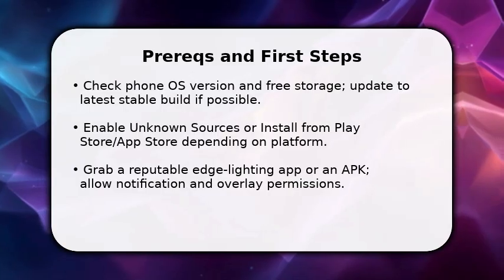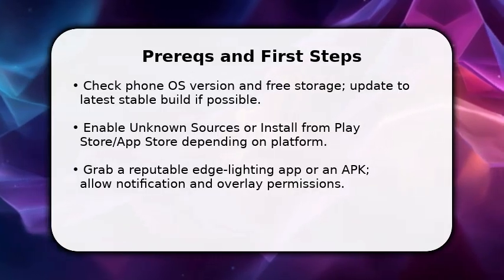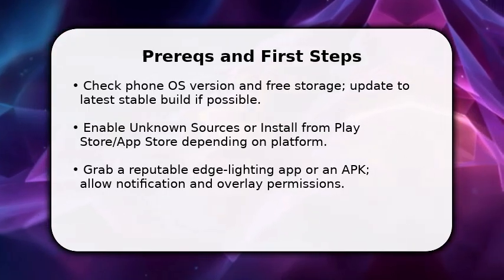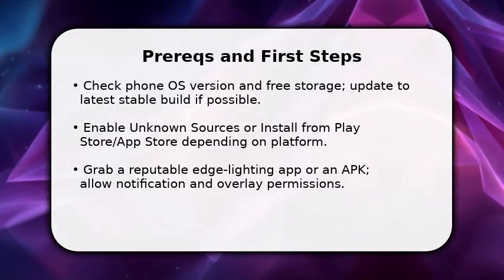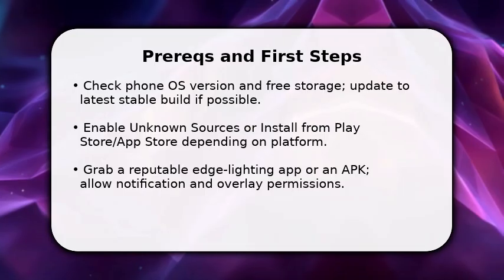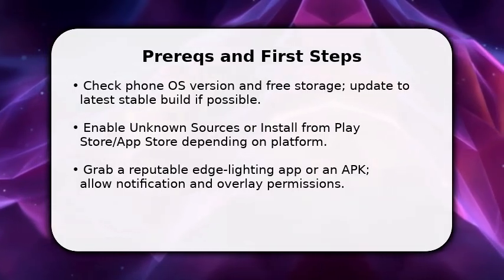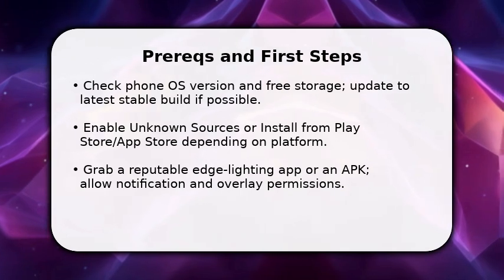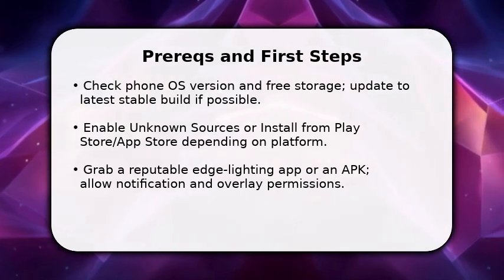Once installed, open the app and immediately grant notification access and overlay permissions so the lighting can run over other apps. You need battery optimization disabled for that app. Go into settings and exempt it. Make sure Do Not Disturb rules won't block banner triggers. These first actions let the app detect notifications and prepare to draw along screen edges.